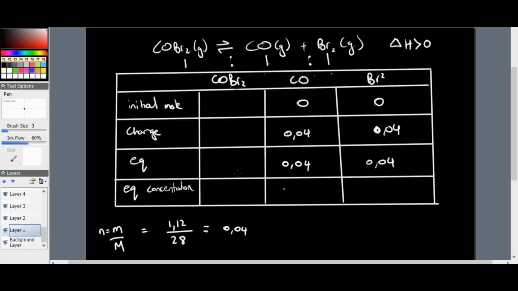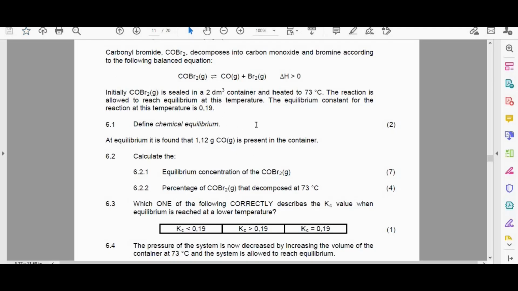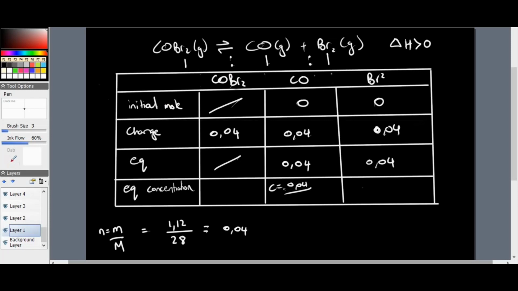Okay, this should work. Let me just check, guys. So the volume they said was 2 decimeters cubed. So divided by 2 gives us 0,02, and the same thing for this one as well, which is 0,02. And they want the equilibrium concentration. So we can actually just remove this calculation here at the bottom.